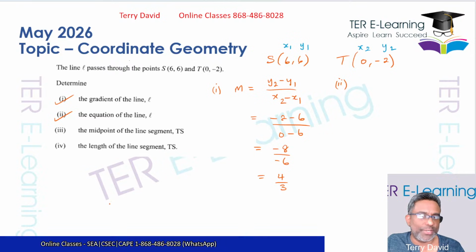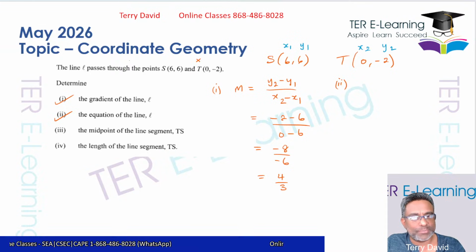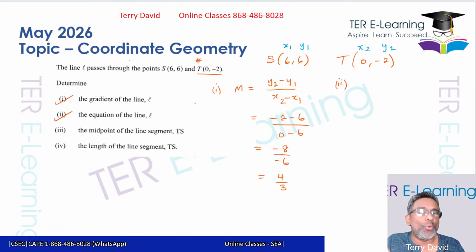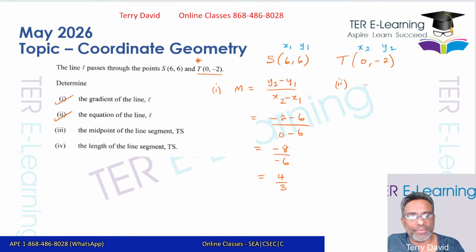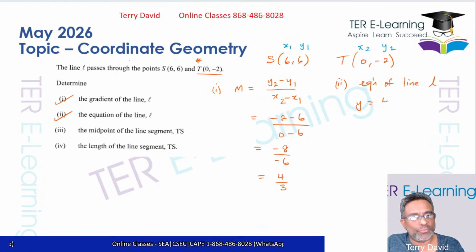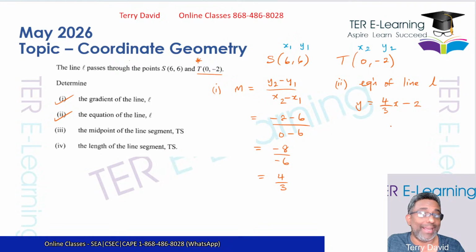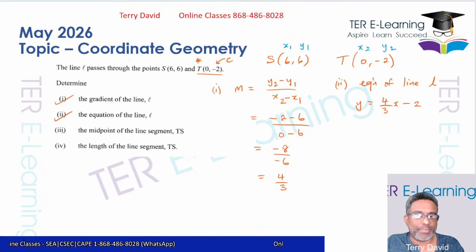Now, some students here, they might try to work out what c is. But if you read this question carefully, you see this point T here? That point T is 0, minus 2. So technically, you know what the y-intercept is. So the equation of this line L here, so the equation of the line. So look out for little things like that in the exam. The equation is simply going to be y is equal to 4 over 3x plus c. So in this case, it's going to be minus 2. So that's your equation of your line L. There's no need to calculate c. This here is already c. Okay? So that's part 2.